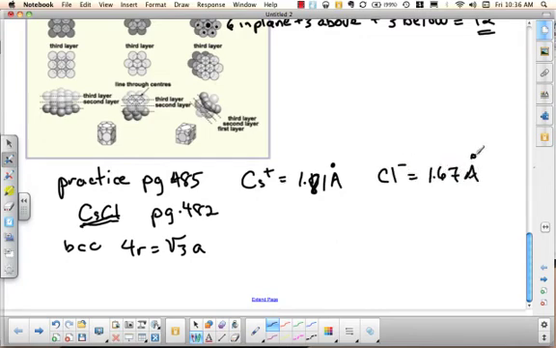All right. So instead of doing 4 times 1 number, we are going to do 2 times the cesium plus 2 times the chlorine. So you're still going to do 4 times the radius. It's just different. But let me draw you a picture and show you why it's that way.